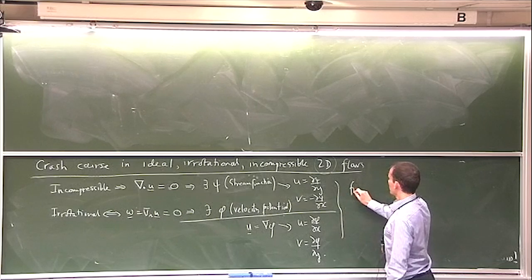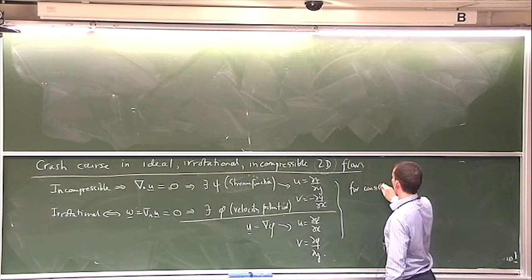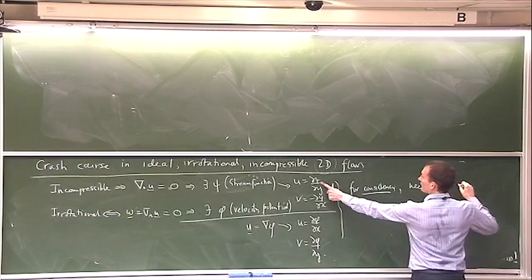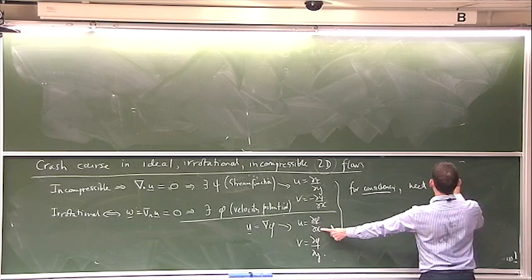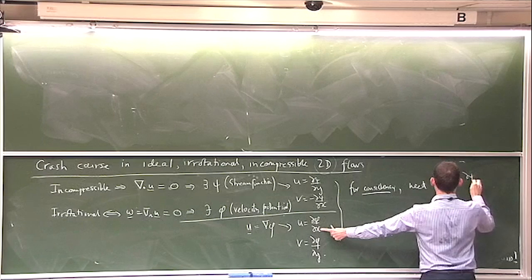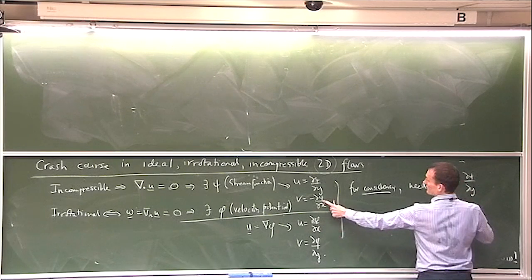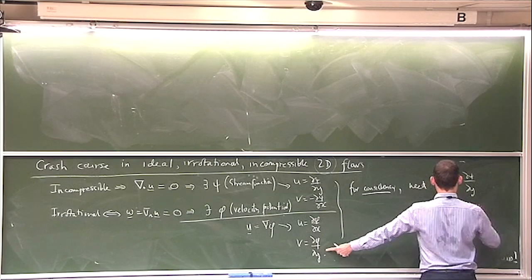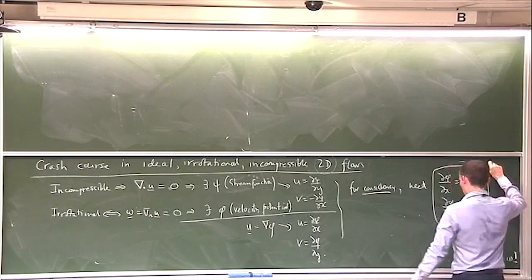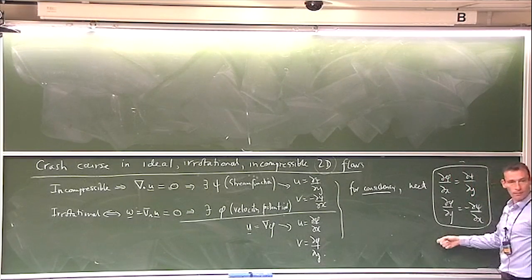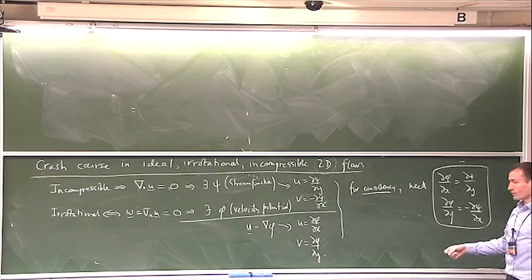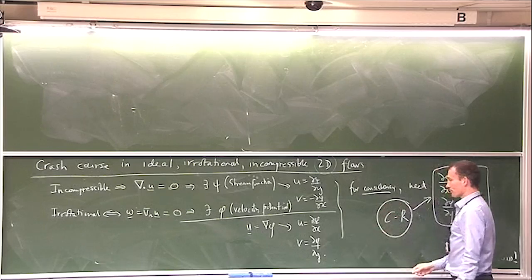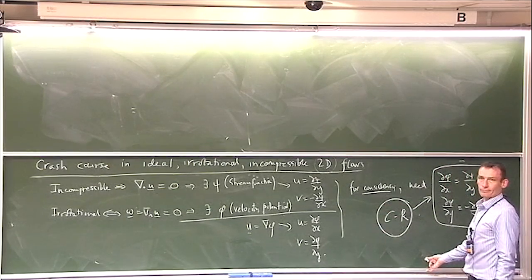So for consistency, we need this to be equal to this. And this to be equal to this. What are these? It's the good old Cauchy-Riemann equations. Okay?